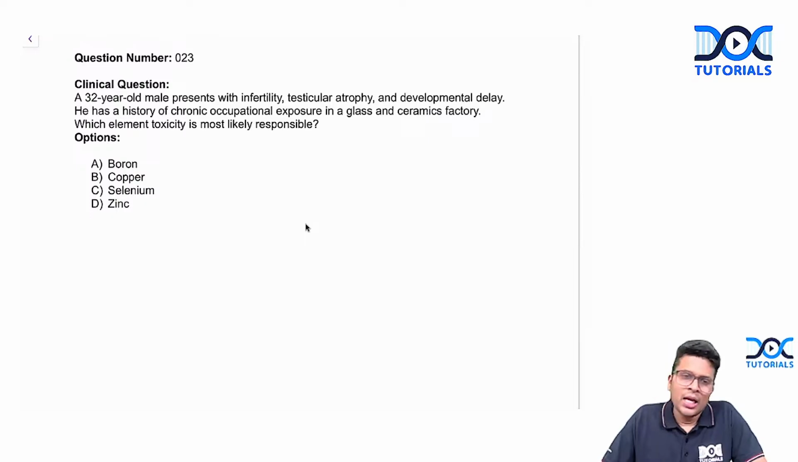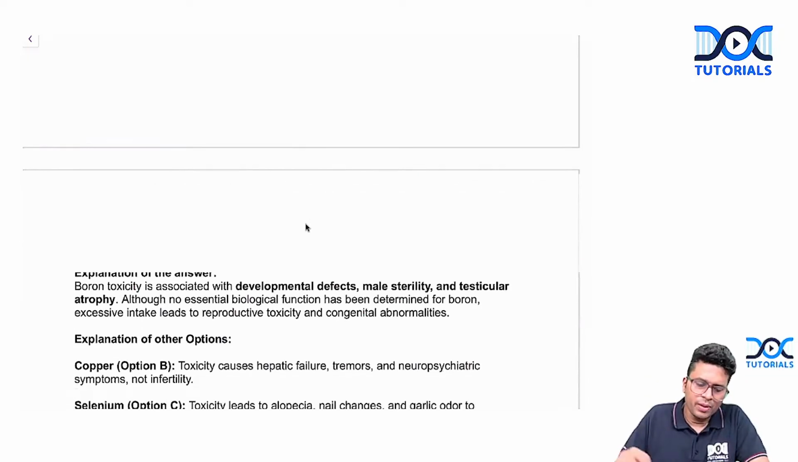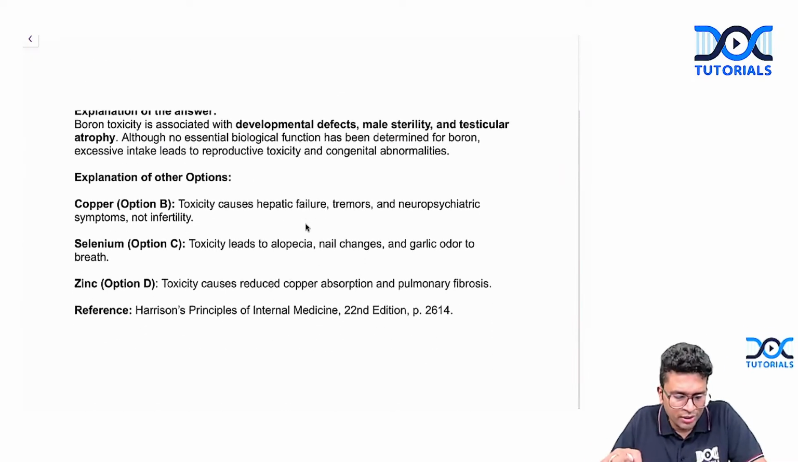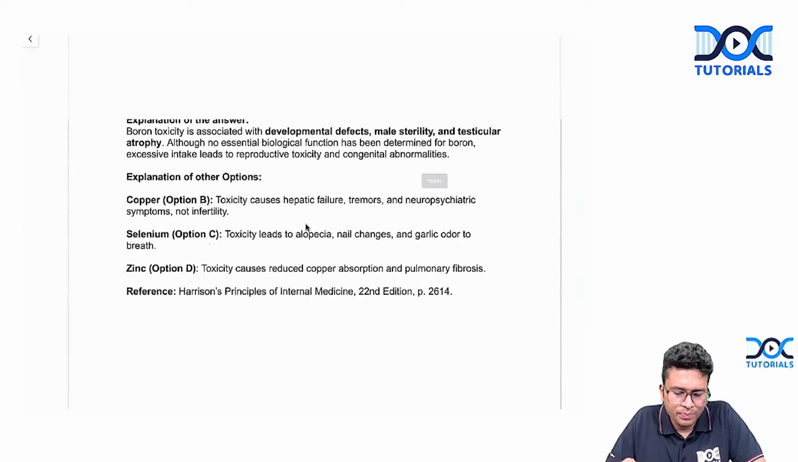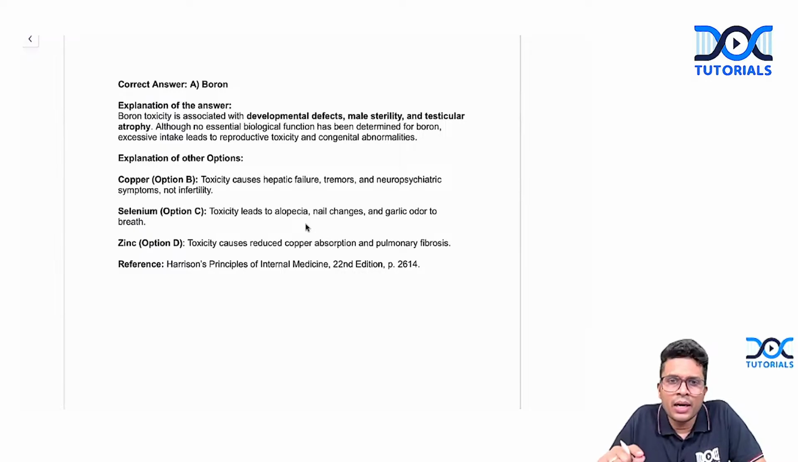Again, you should know about toxicity sometimes, and know the basics, as there are about 10 important minerals like this. Here, boron would be the best answer if you knew the symptomatology of what boron toxicity could lead to. Boron toxicity is associated with glass factories, and it can lead to developmental defects, male sterility and testicular atrophy.